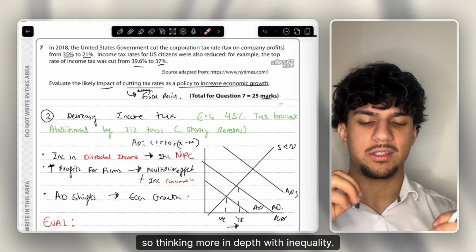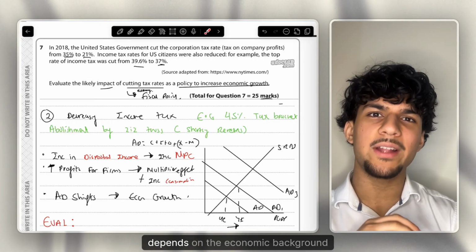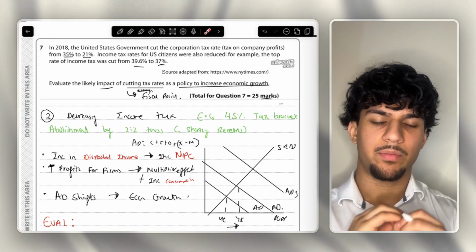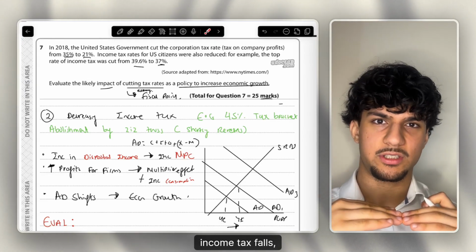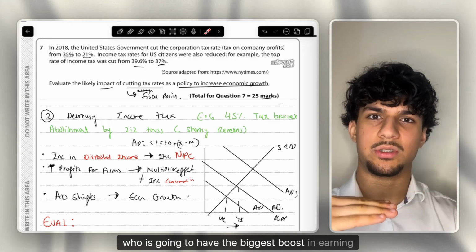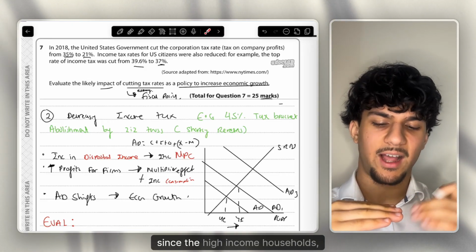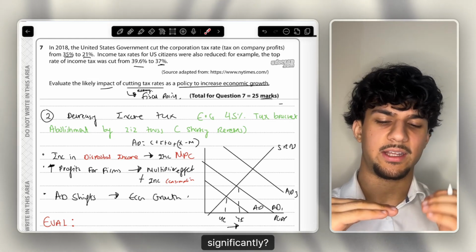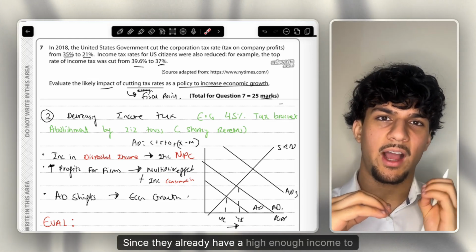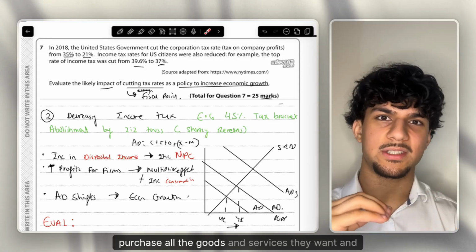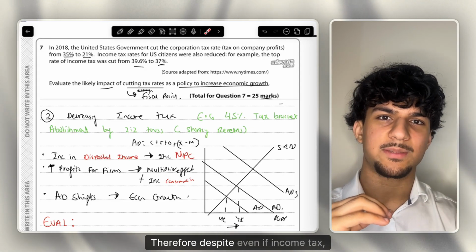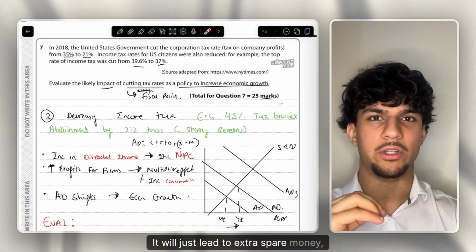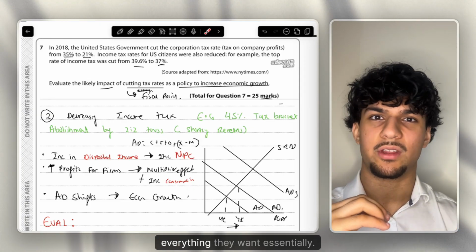So thinking more in depth with inequality, quite a niche point I was just thinking about. It depends on the economic background to which consumption increases. Let's think about this. When income tax falls, who is going to have the biggest boost in spending, for example? Since the high income households, realistically, will their spending increase significantly? Probably not. Why? Since they already have a high enough income to purchase all the goods and services they want and they need. Therefore, even if income tax rates fall, it will just lead to extra spare money, just extra savings for them, as they already buy everything they want essentially.